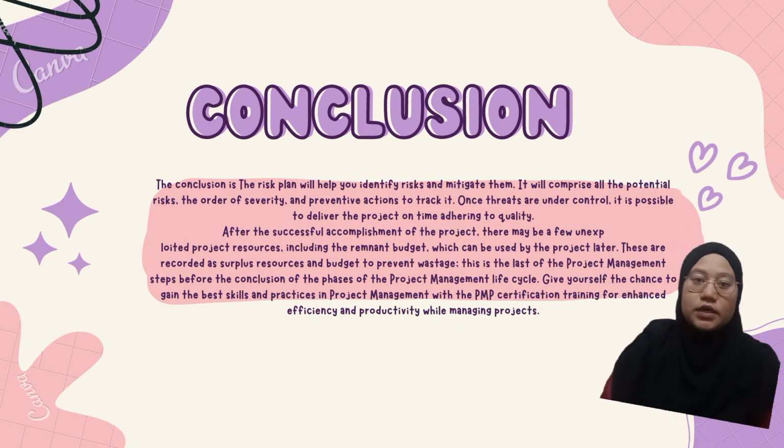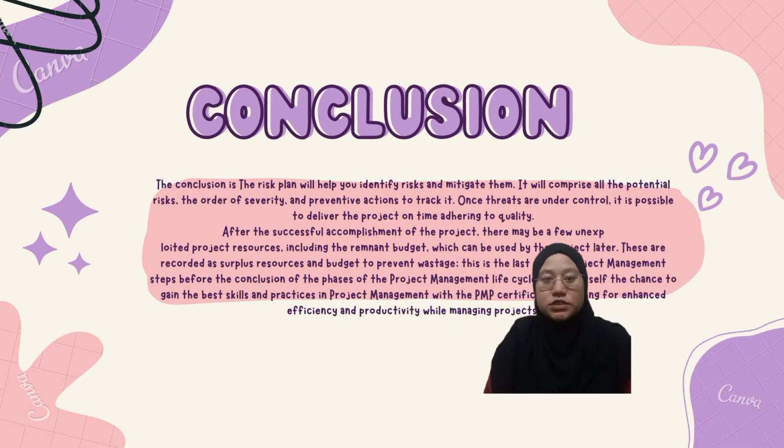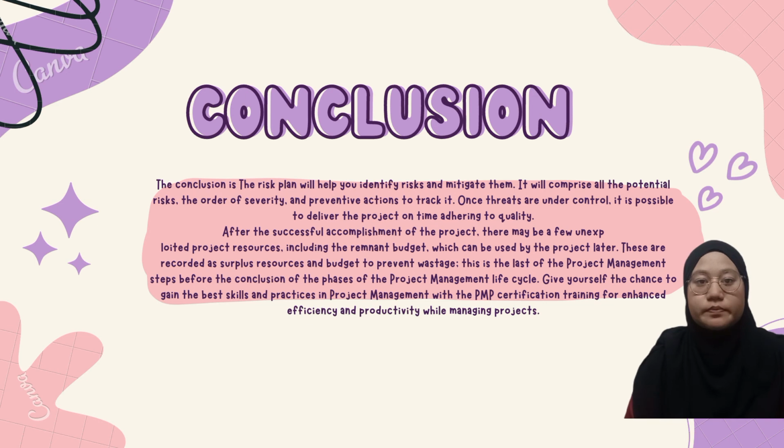Okay, now we are at the conclusion. The conclusion is that the risk plan will help you identify risks and mitigate them. It will comprise all the potential risks, the order of severity, and provide actions to track them. Once these are under control, it is possible to deliver the project on time, adhering to the quality.